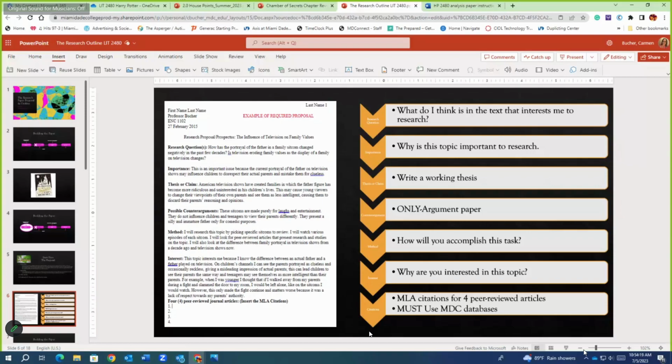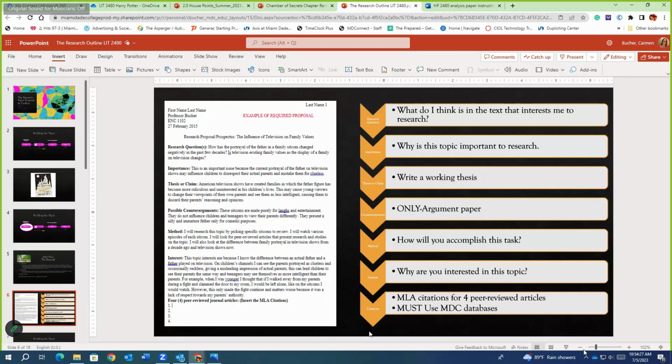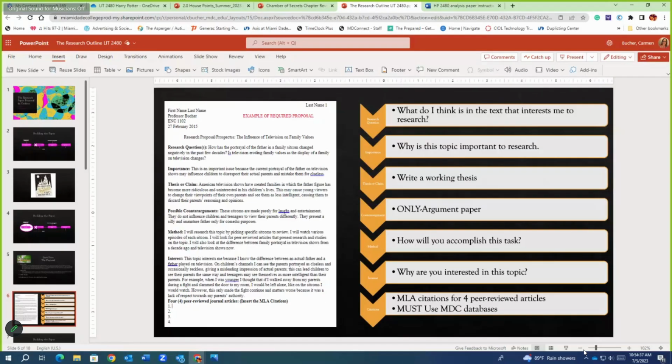The next thing you're going to get is the thesis or claim. I would like you to develop a working thesis. And now I call it thesis or claim because I find that a thesis sentence works better in an analysis paper, and a claim statement works a little better in an argument paper. So many of you might say to me, well, what's a claim statement?